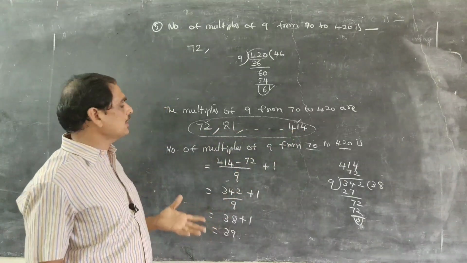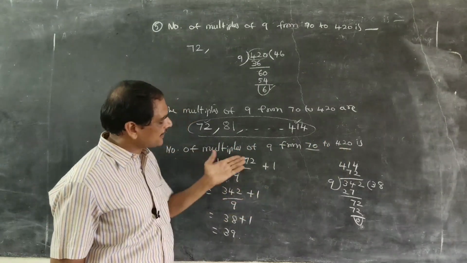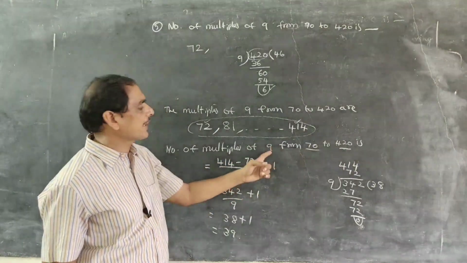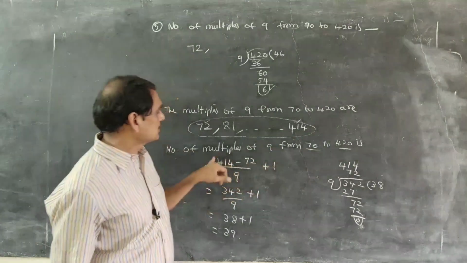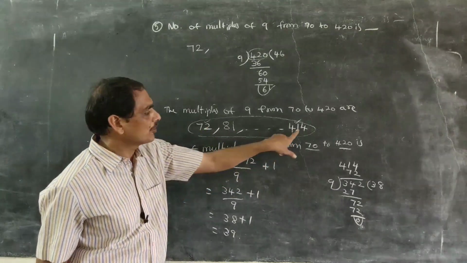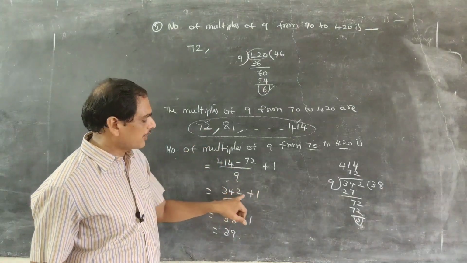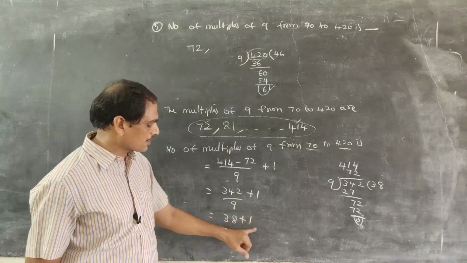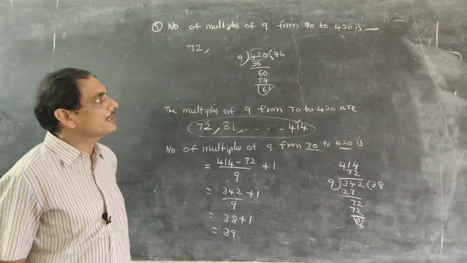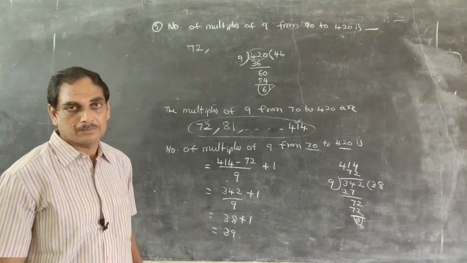Now we use the formula. The number of multiples of a from x to y is (y minus x) by a plus 1, where x and y are the multiples of 9. So 72 and 414 are the multiples. We subtract 414 minus 72, by 9, plus 1. 342 by 9 plus 1, 38 plus 1, 39. There are 39 multiples of 9 from 70 to 420. So this is the fifth problem.